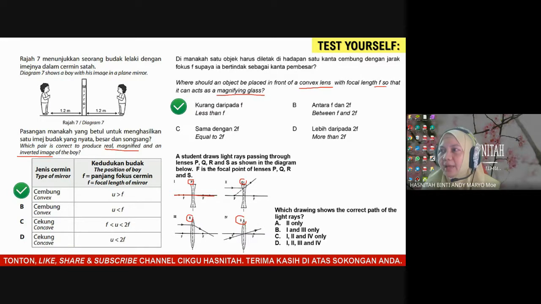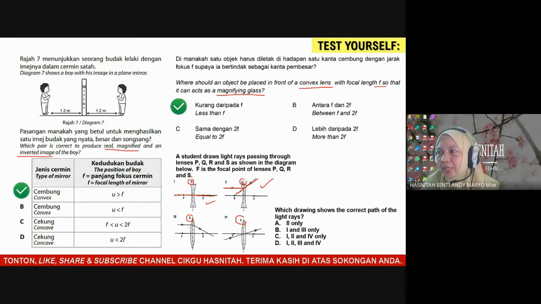Number 2, we have a concave lens here. For a concave lens, the light travels parallel to the principal axis, and then it diverges out from the focal point. Number 2, correct or not? This one follows rule number 2. Correct. This is also correct, right?